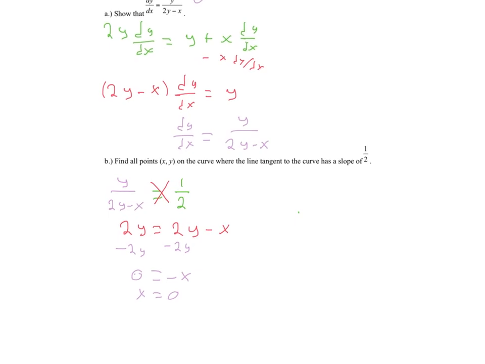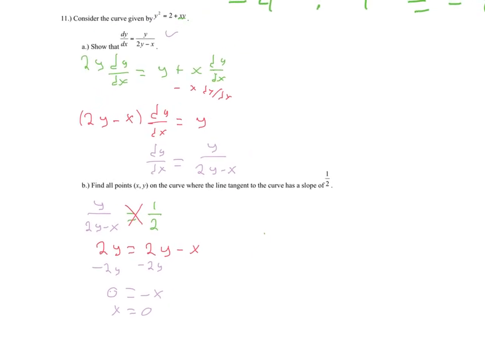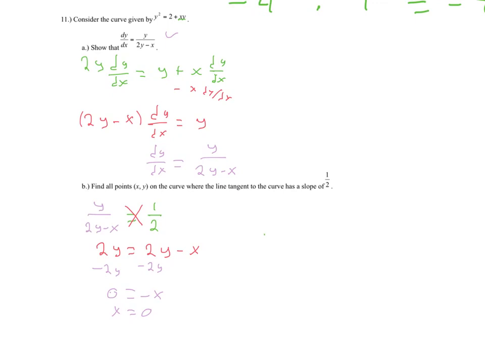But just like in question number 5, if we have the x value, we want to find the y value. So using our original equation, this is where we can go to find points on the curve. So y squared is equal to 2 plus x times y, and we know that x is equal to 0. So y squared is equal to 2 plus x, which is 0. So 0 times anything is 0.